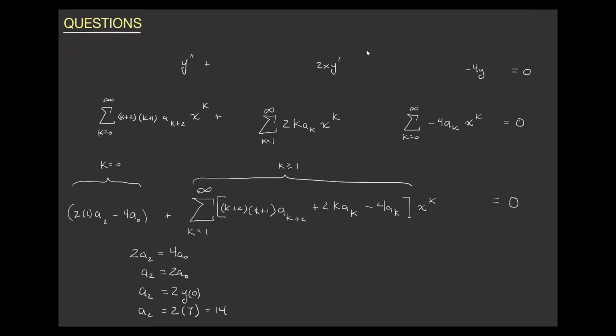We'd like to know a sub 1, for instance. We know that a sub 1 is going to be equal to y prime of 0. And I'm going to jump back because I can't remember what it is. It's -9. And then all of this here gives what's called a recurrence relation.